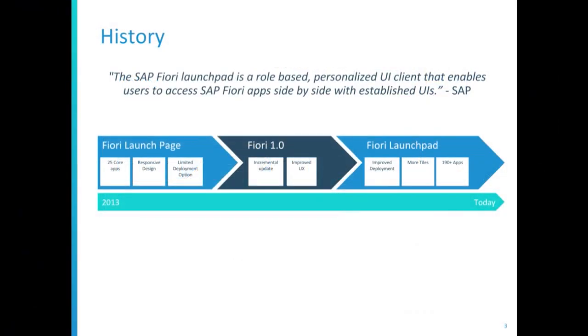A for effort. Shortly after this, we moved on to Fiori 1.0, which was an incremental update on the launch page, which continued the theme of the tiles and the responsive design, and it improved the number of applications and just generally improved it a bit. Then not long after that, in November 2013, the Fiori Launchpad was released, which brought with it quite a significant update, with a similar UI but a much more polished looking thing, and refinements to all of that good stuff. And also, most importantly, it increased the number of standard applications from 25 to just under 200, which is a really good thing.